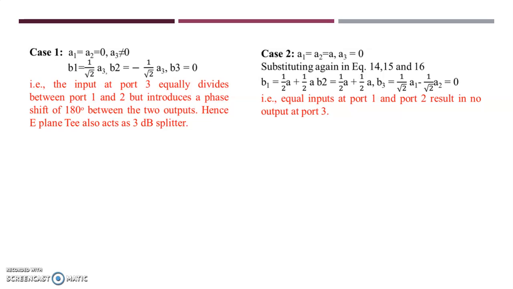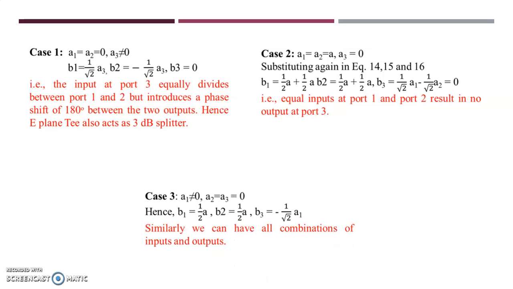Similarly, we will consider another case where power fed to port 3 is 0, and equal, in-phase power is fed at port 1 and port 2, that is A1 and A2 are equal to A. Substituting these values in equations number 14, 15, and 16, you will get B1 is equal to 1 by 2 A plus 1 by 2 A, B2 is equal to 1 by 2 A plus 1 by 2 A, B3 is equal to 1 by root 2 A1 minus 1 by root 2 A2. Because A1 and A2 are the same, B3 is equal to 0. So equal input at port 1 and port 2 results in no output at port 3.